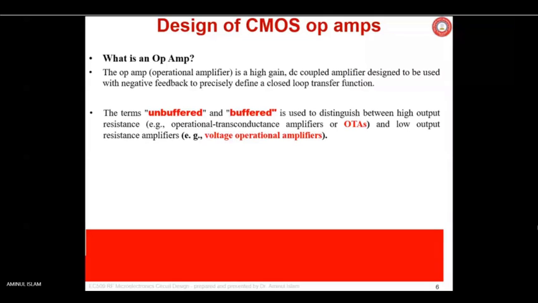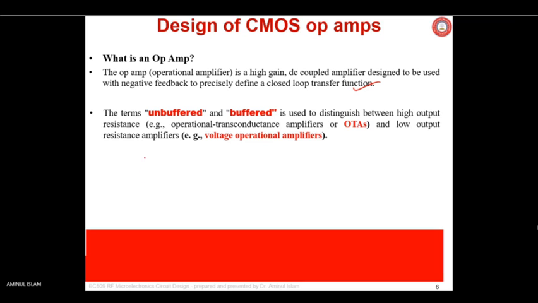So we'll just look at an overview of the MOSFET based operational amplifier and its different stages very briefly, and then we'll jump into your textbook, whatever is given, and the syllabus we'll discuss. So what is an op-amp? The op-amp or operational amplifier is a high gain, DC coupled, direct coupled amplifier designed to be used with negative feedback to precisely define a closed loop transfer function.